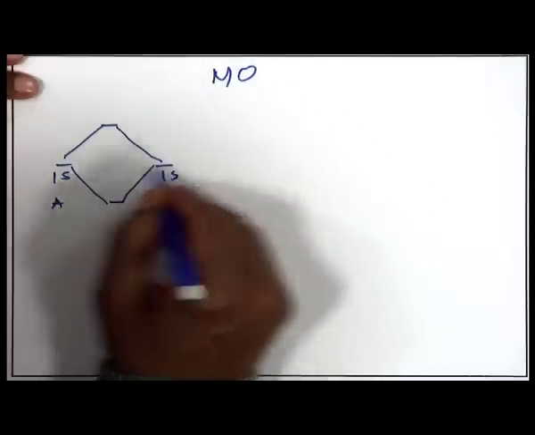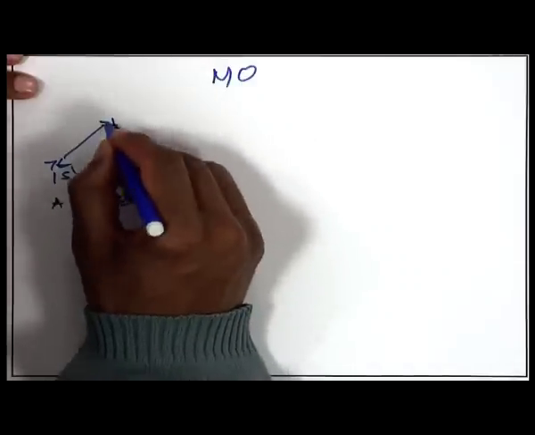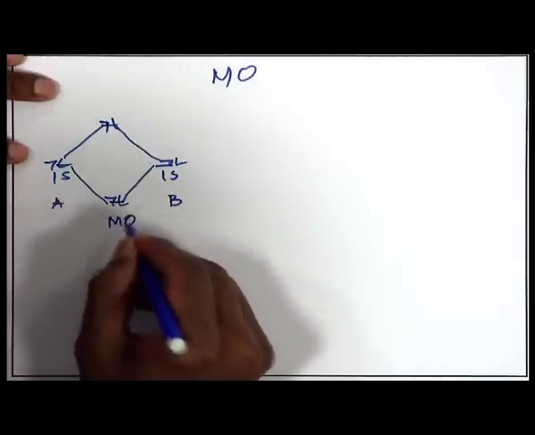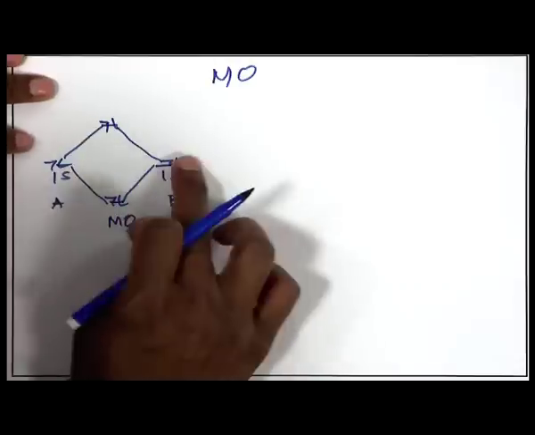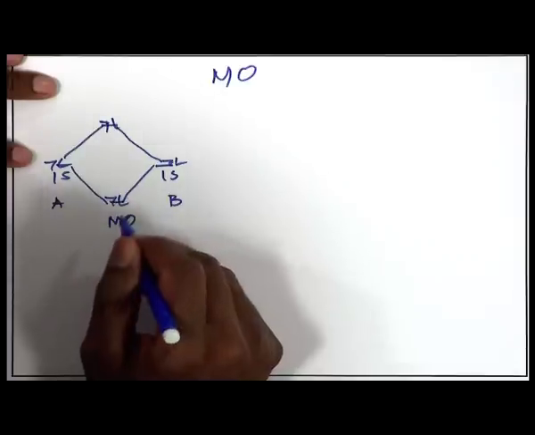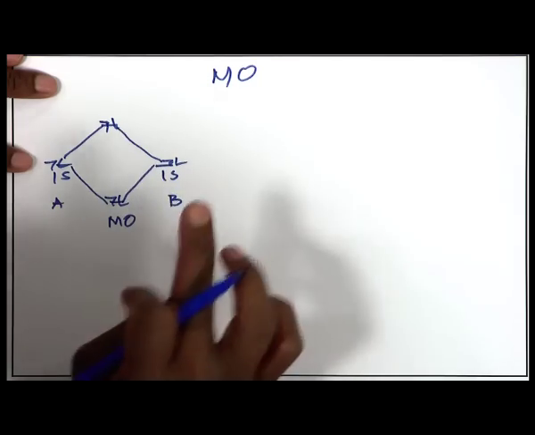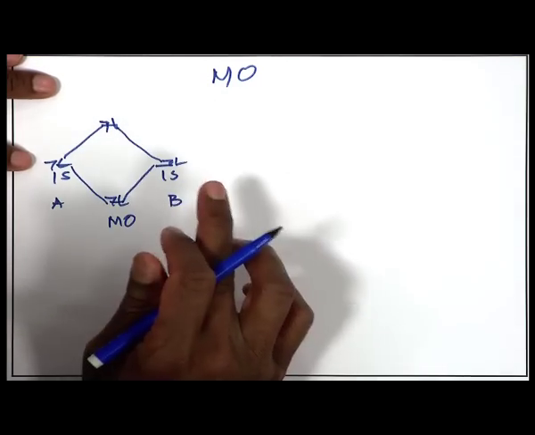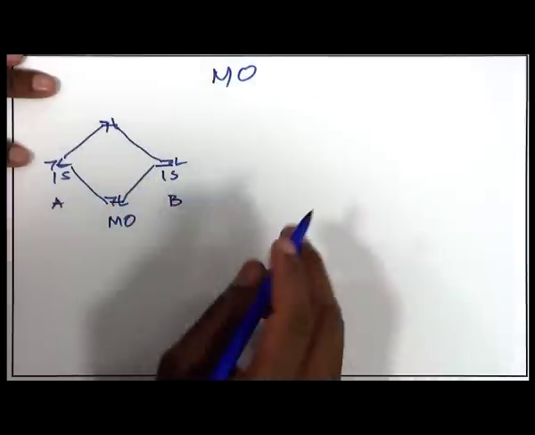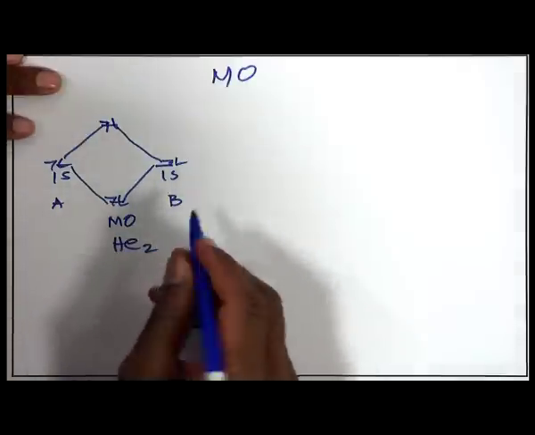If, for example, 2 electrons are there, they will go here, 2 will go here, and then 2 more will go here. At the end you can count the number of electrons in the molecular orbitals. The middle one is the molecular orbitals; these two are the contributing atomic orbitals. The number of molecular orbitals is the same as the number of atomic orbitals combined to give them. So the number of atomic orbitals is 2, the number of molecular orbitals is 2, and the number of electrons also remains the same: 2 plus 2, 4 electrons. This is for helium, because 4 electrons are there.